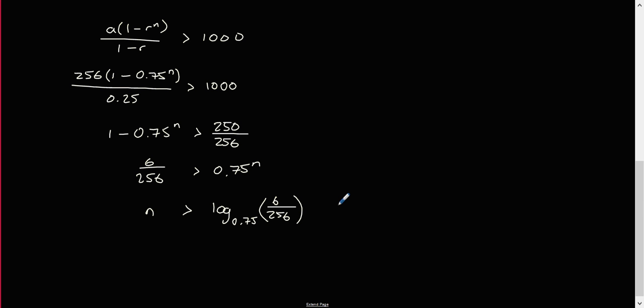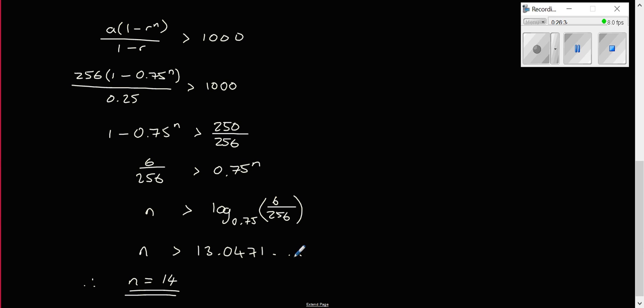And then how do we get this out of the power? We're going to use logarithms. So effectively, I'm saying that n is going to be greater than log to the base 0.75 of 6 over 256. You can also take logs of both sides, and that's absolutely fine. But if we do that, we've got log to the base 0.75 of 6 over 256. So n is greater than, from the calculator, 13.0471 and so on, and therefore n is 14, because it's asking what's the first value of n that takes the sum over 1000. If it was 13, the sum would be just under 1000. If it's 14, it will be just over 1000. So just be careful at the end when you're using the log to solve. If you're doing log equations, be careful with your inequality sign.